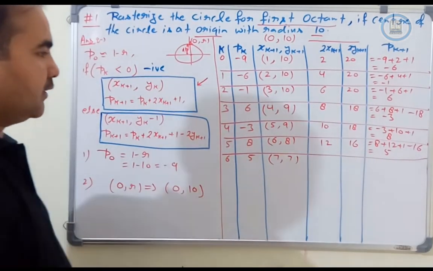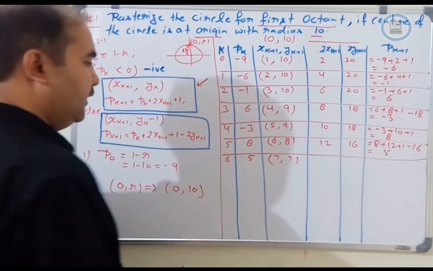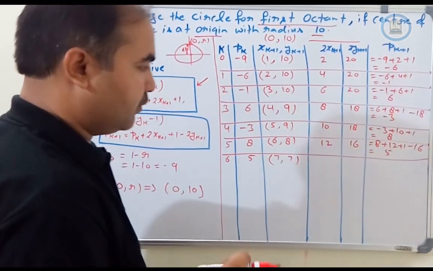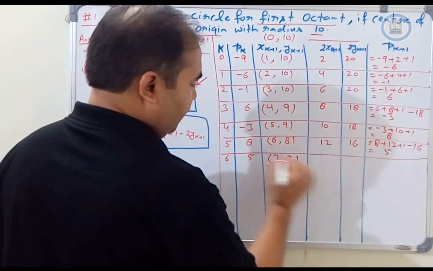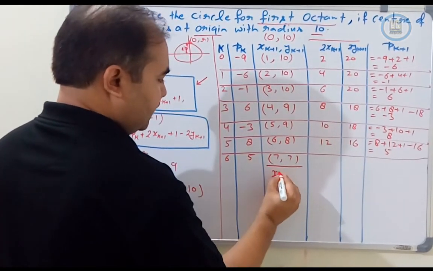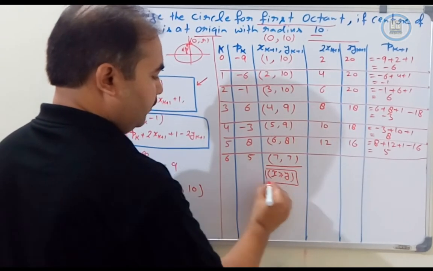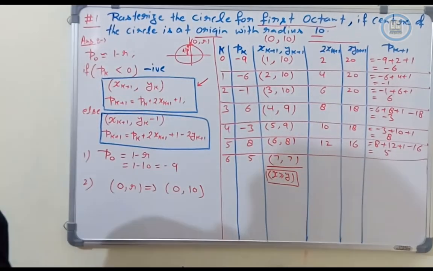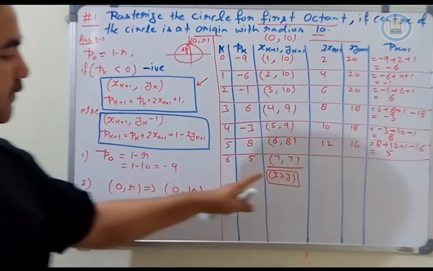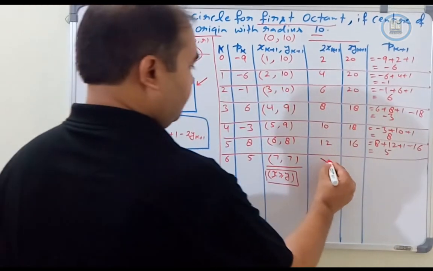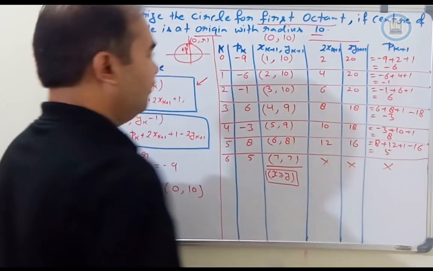What will be the next step? If you see, there is no need for the calculation. You need to stop when you have the condition x is greater than or equal to y. This is the stopping condition for the midpoint circle generation algorithm. When you meet this condition, that is x is greater than or equal to y, you need to stop. So we have to stop at this place for the computation.